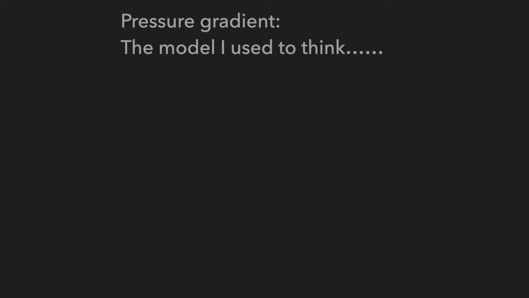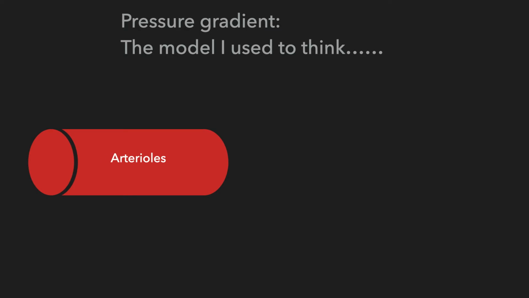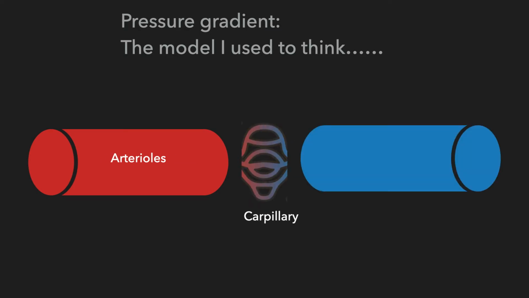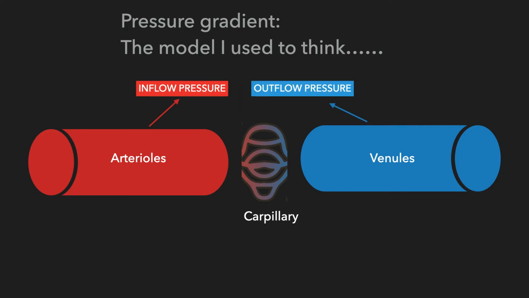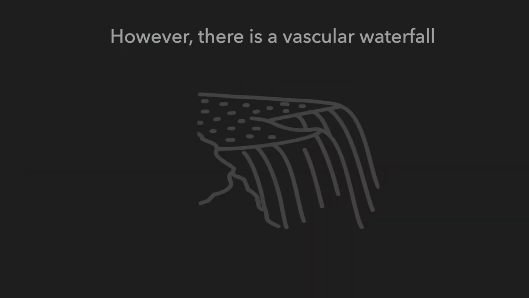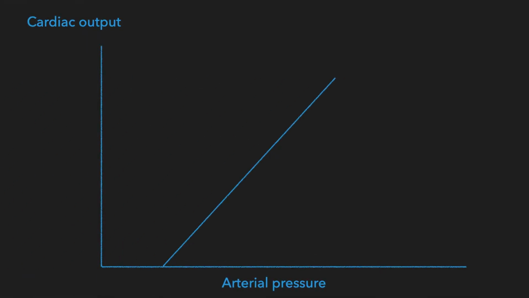Now, before starting fellowship, I always imagined that the pressure gradient was very simple. There's an artery, there's a capillary, and there's a vein. So the pressure gradient of the organ perfusion is that you have an inflow pressure from the artery and an outflow pressure from the vein, and then minus each other you have a pressure gradient. Well, in reality, it's not necessarily right, because there's a phenomenon called the vascular waterfall. Let me explain that.